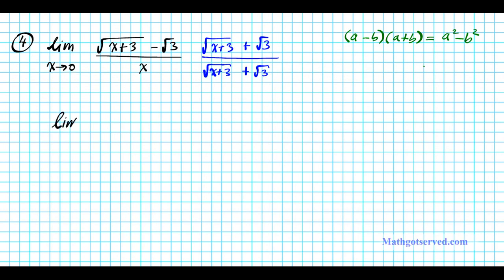Since the numerator is in the form a minus b times a plus b, if you multiply a minus b by a plus b, what do you get? You get a squared minus b squared. So that's exactly what we'll have here. We're going to have the square root of x plus 3 squared, minus the square root of 3 squared.